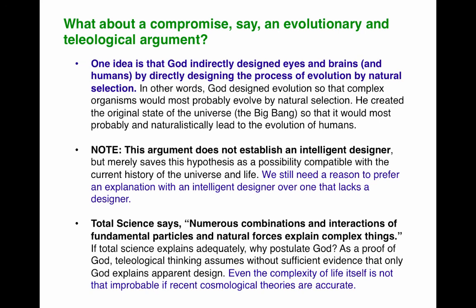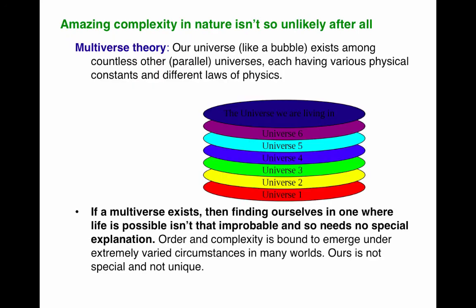Even the complexity of life itself is not that improbable if recent cosmological theories are accurate. Amazing complexity in nature isn't so unlikely after all. Under modern multiverse theory, and you owe it to yourself to look this up in Wikipedia, our universe, like a bubble, exists among countless other parallel universes, each having various physical constants and different laws of physics. If a multiverse exists, then finding ourselves in one where life is possible isn't that improbable, and so needs no special explanation. Order and complexity is bound to emerge under extremely varied circumstances in many worlds. Ours is not special and not unique.